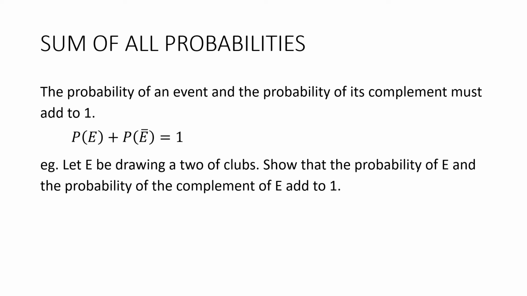Let E be that we draw the 2 of clubs. Show that the probability of E and the probability of the complement of E add to 1. So there it is, the probability that we draw the 2 of clubs plus the probability that we don't draw the 2 of clubs must be 1 over 52 plus 51 out of 52, which is, of course, 1.